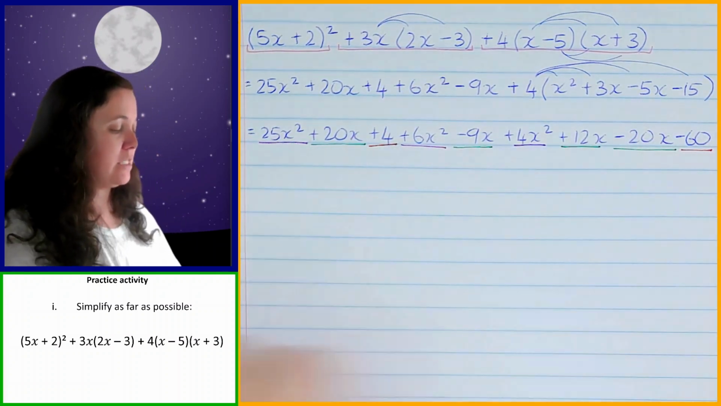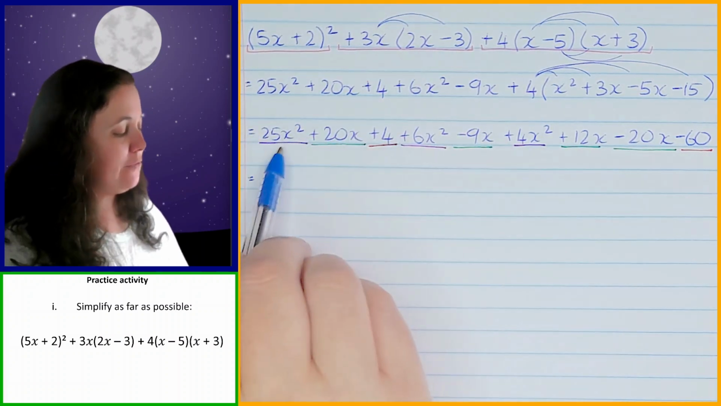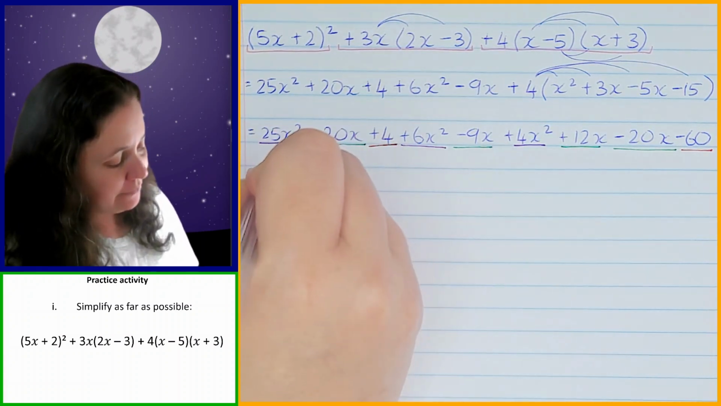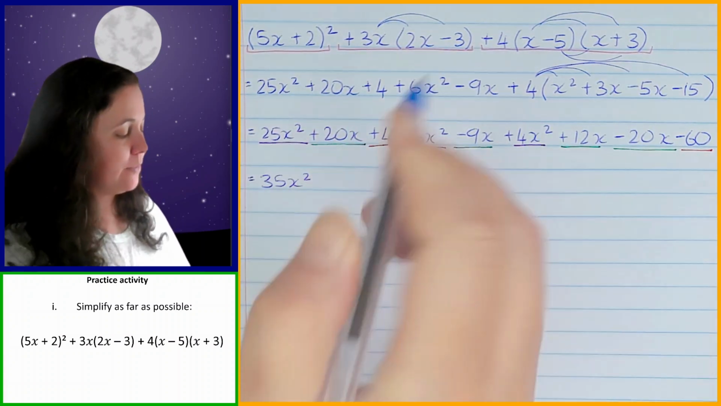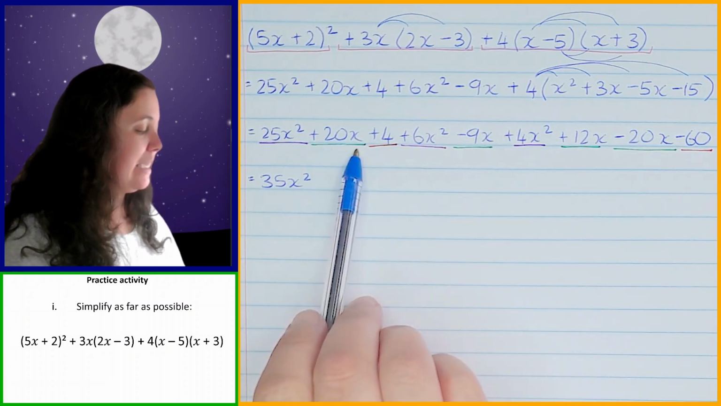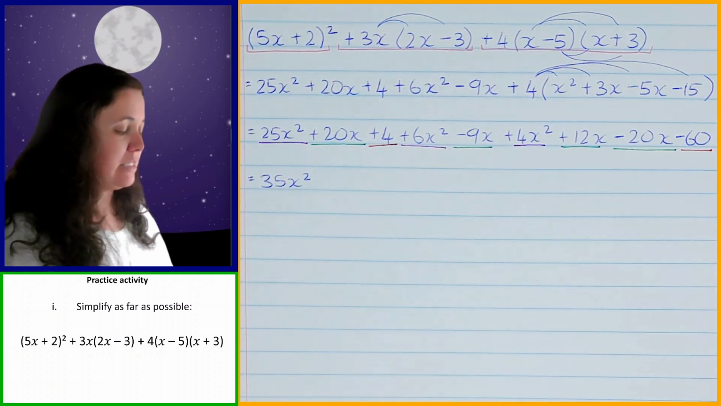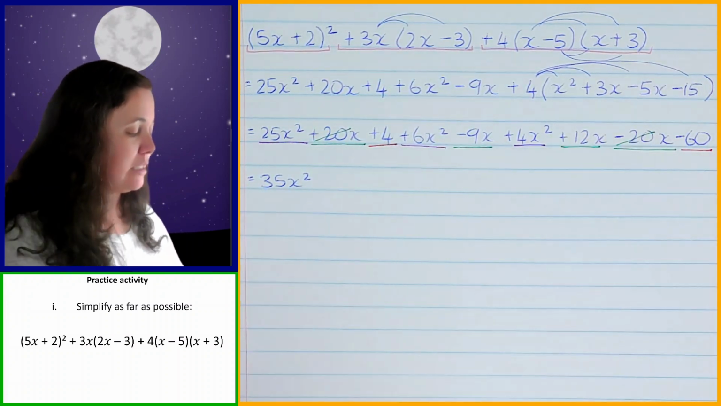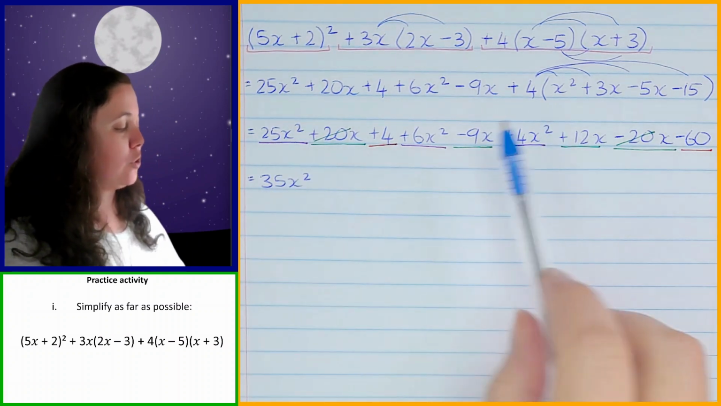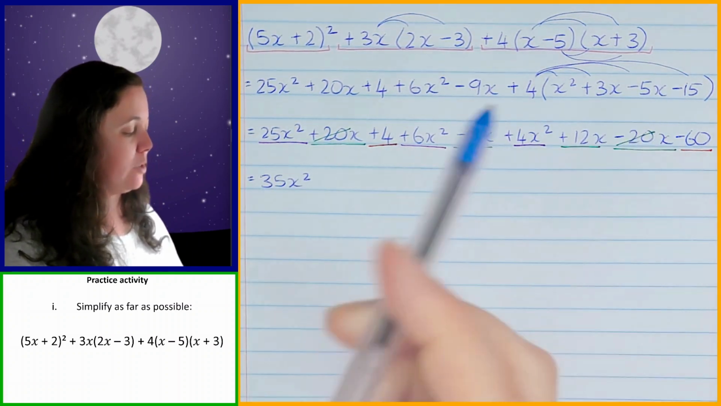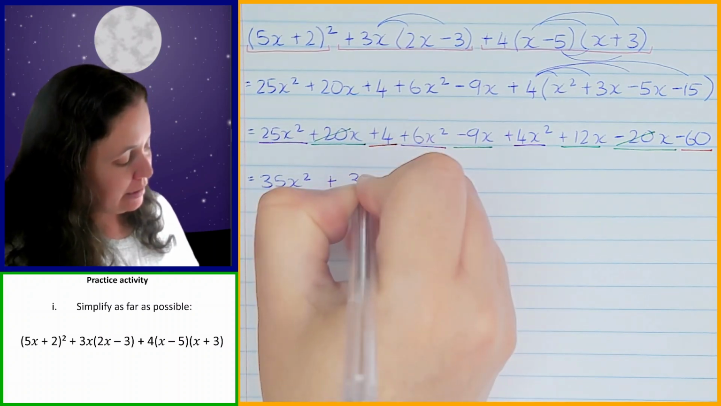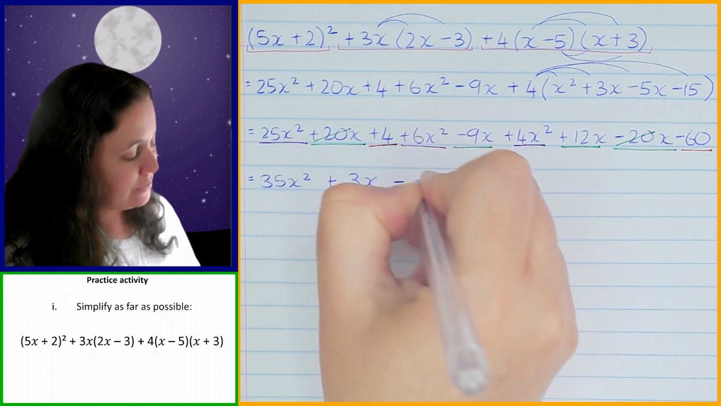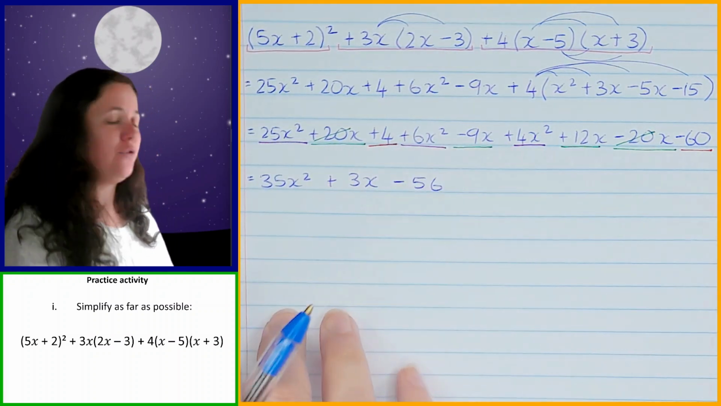Okay, so first our x squareds. I've got 25x squared plus 6x squared plus 4x squared, that is 35x squared. Then my x's, I've got 20x minus 9x plus 12x minus 20x. Now the 20x and the minus 20x are going to cancel each other out because they're the same except for the plus and the minus. So I can just work with these over here. The negative 9x plus 12x, that is plus 3x. And then my constants, I've got 4 minus 60, that is negative 56. So that you should have got for question I.